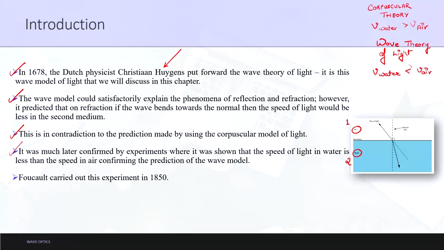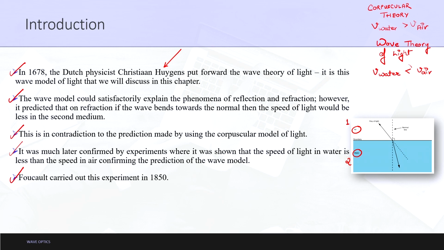Foucault carried out this experiment in 1850. You can see the variation also: the wave theories were introduced and then these experiments were performed to check the accuracy of the wave theory. How much difference in years was there? In 1678 the first experiment was done, and the experiment confirming the refraction concept was done in 1850. Just to know the significance, we learn these concepts in just 7 or 8 slides, but when it was actually being performed, it took around 100 to 200 years. Let us move on to the next slide now.